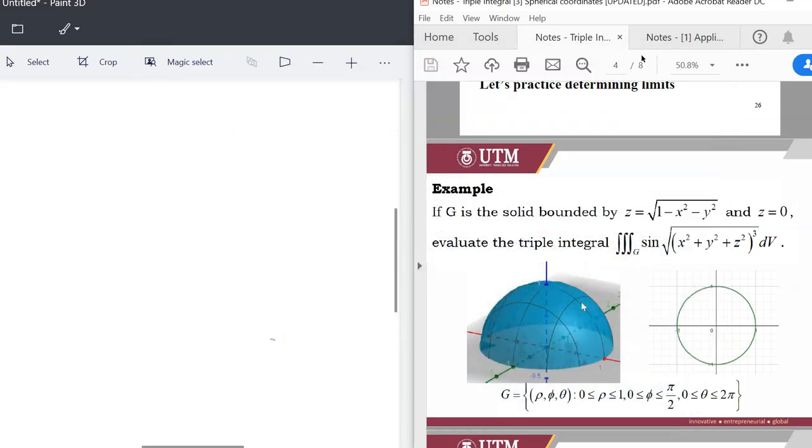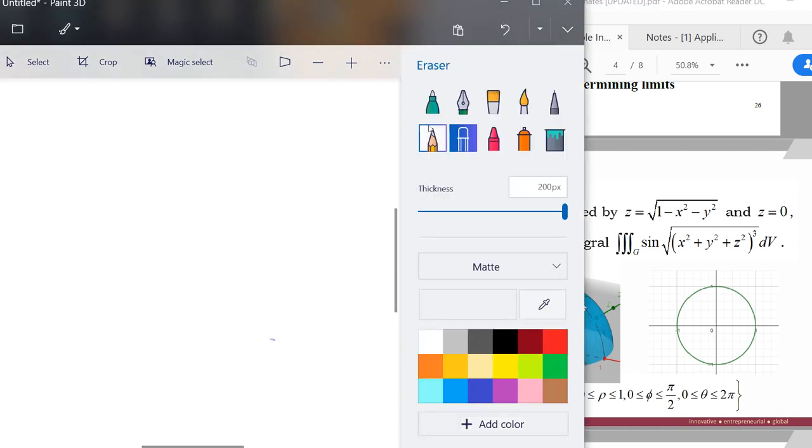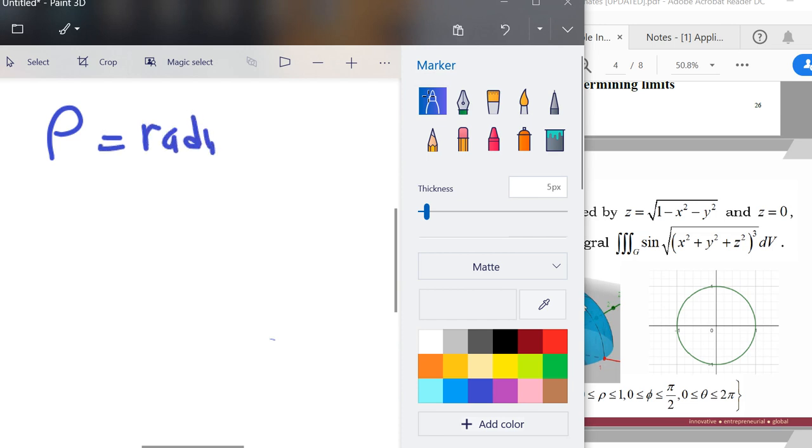Okay, so before we go through the first example on spherical coordinates, the main components: there are three things in spherical coordinates. So rho is the radius of a sphere, radius of a cone or hemisphere. So basically rho here represents the radius.